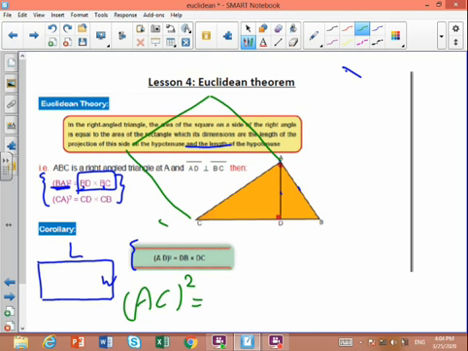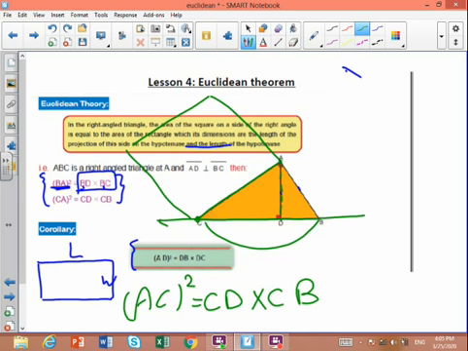Where is the projection of AC on the hypotenuse? This is the hypotenuse. The projection is C, the point itself. The projection of A is the point D. So the length of the projection CD times the length of the hypotenuse itself. Where is the hypotenuse? The hypotenuse is CB. So times CB. That's why this is a square, this is not a square, because this is the area of a rectangle, length times width, and this is the area of a square. This is Euclidean theorem. Okay?